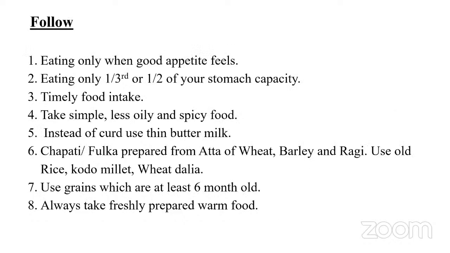Then, what are the things we have to follow to reduce obesity? Eating only when there is a good appetite. A good appetite is indicative that the person needs food. So when there is appetite, we have to take food, but again, not to satisfaction. We have to take only half of our stomach capacity. The next is timely food intake. This is important. We have to maintain proper timing of our food.